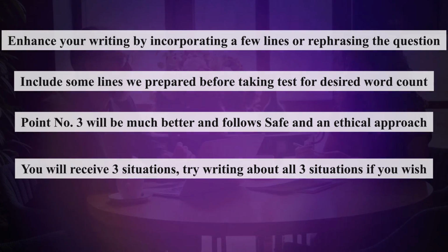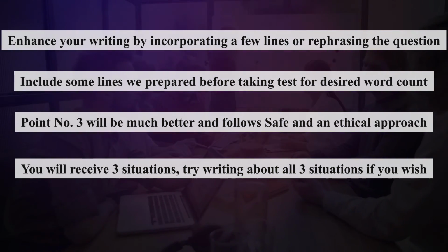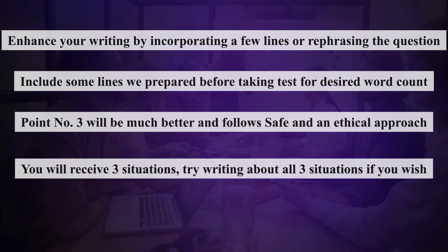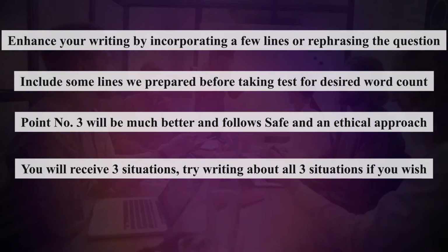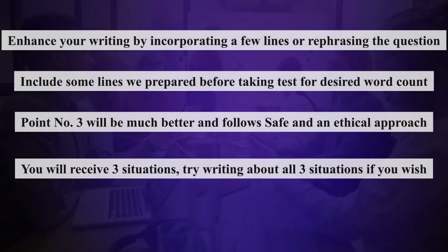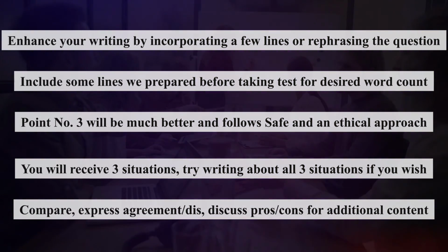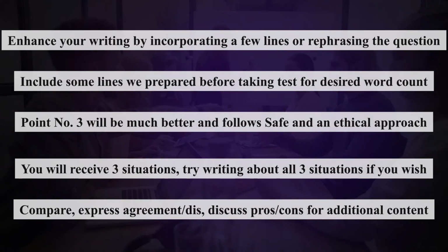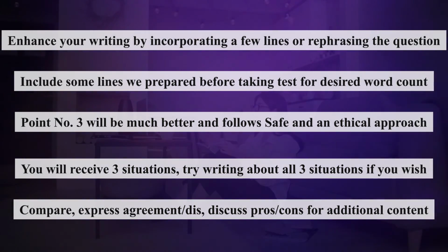Remember, this will be a situation-based email writing section. You will receive 3 situations and you need to write about one situation. However, you can write about all three situations if you wish. For example, after writing few lines about the first situation, you can start comparing all three options or express your agreement or disagreement or talk about advantages, disadvantages, all the available options which you're not addressing directly.